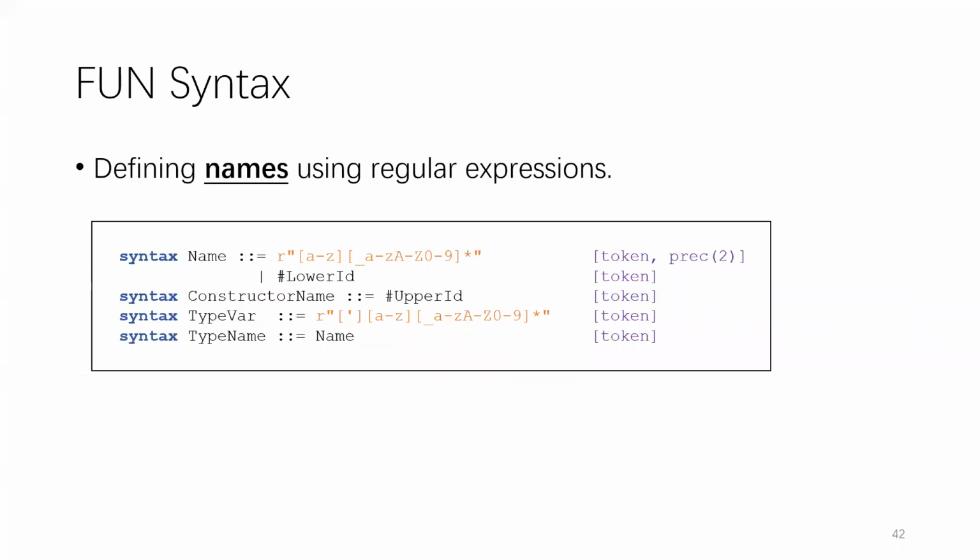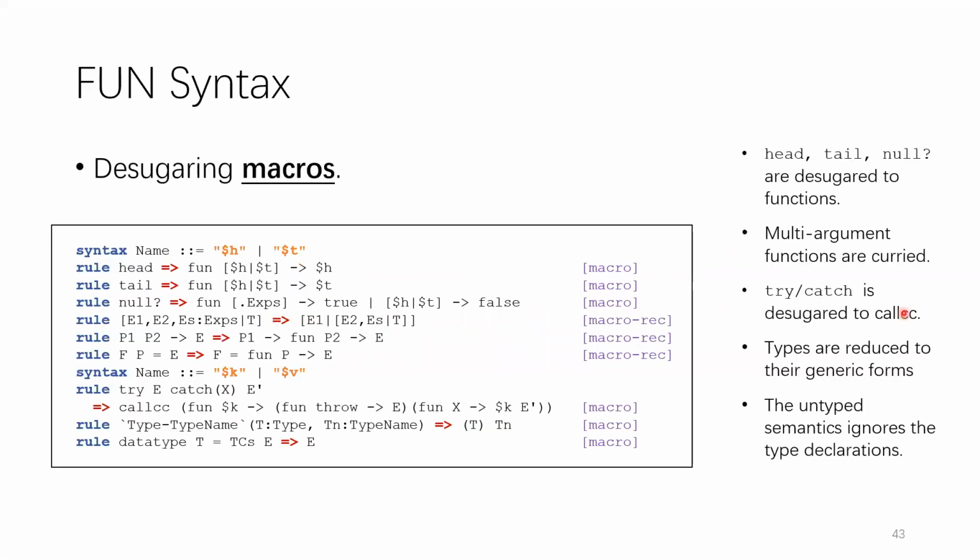All right, so we talk about this. There's a way for K to define tokens using any regular expression. So a name will start with a lowercase, and the type variable has to start with the prime as the first letter, and so on. And now let's see some macros.